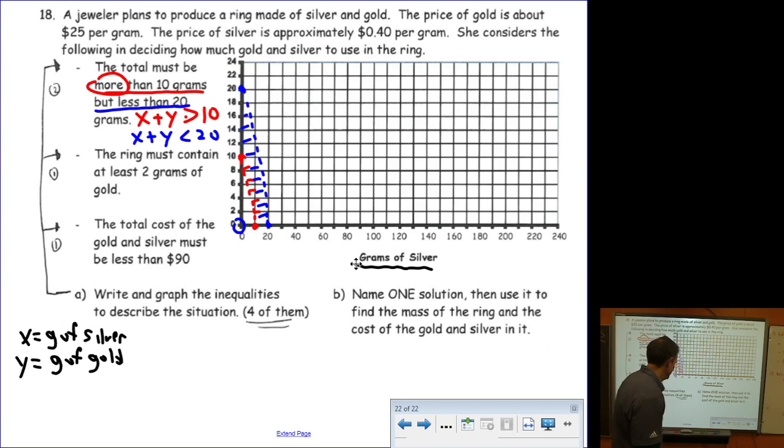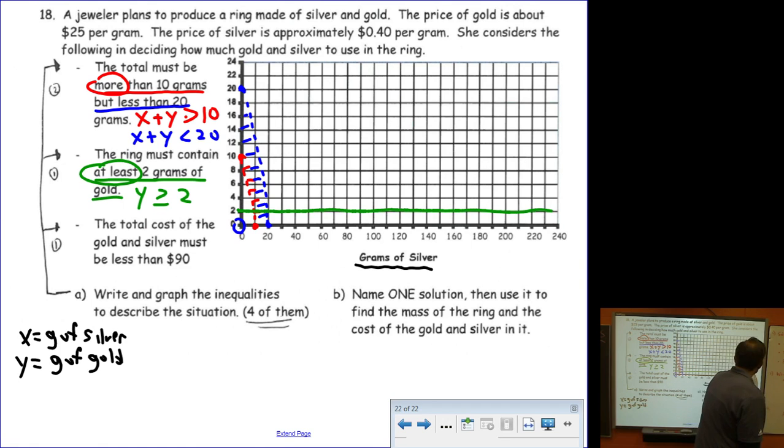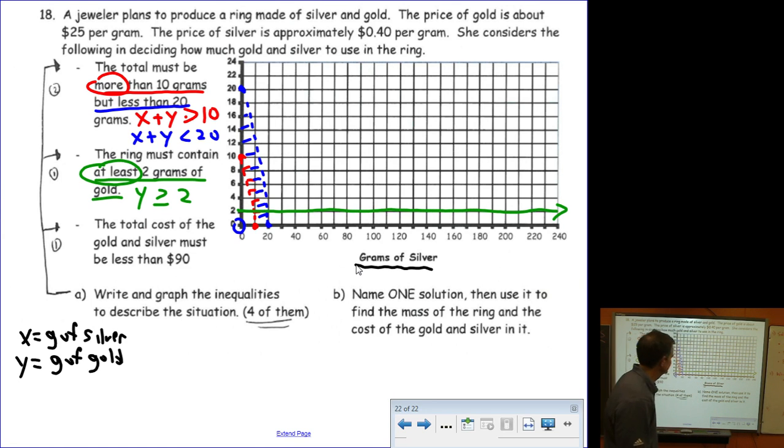My next one is that the ring must contain at least 2 grams of gold. So that's the y value. The y value must be greater than, and at least means greater than or equal to 2. Well, that's an easy line to graph. Y equals 2 is a horizontal line, and it would be a solid line. And it would look like that.